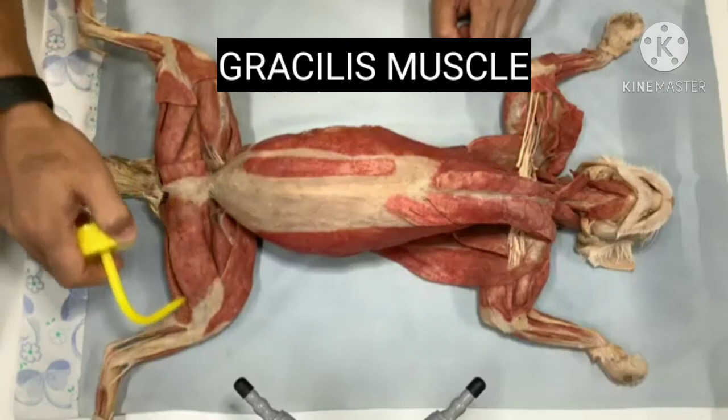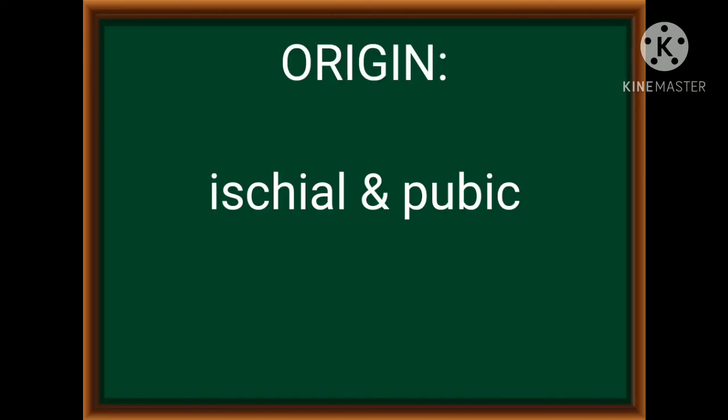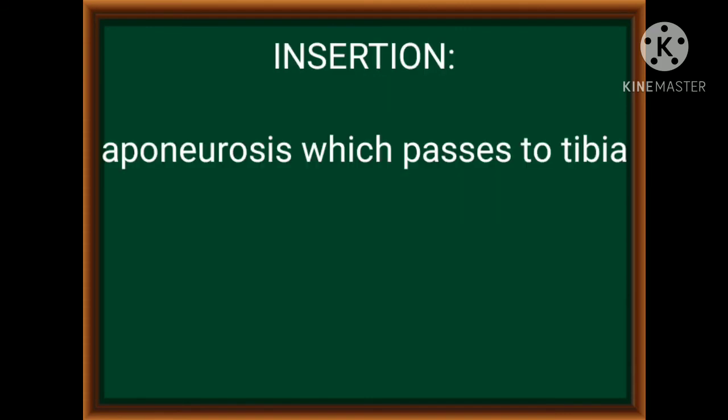Now let's go to the last muscle, which is the gracilis, and its OIA. Ischial and pubic. Aponeurosis which passes to tibia.